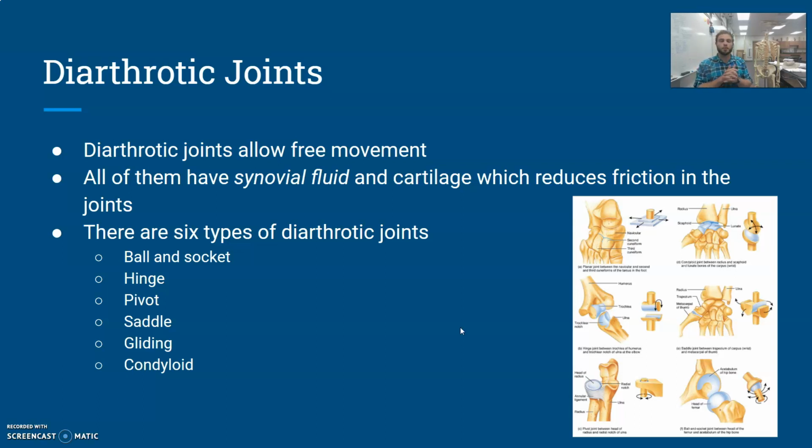So that is a brief overview of the types of joints you have in your body. Remember, your synarthrotic, no movement. Your amphiarthrotic is very little movement. And then your diarthrotic are the free movement joints.